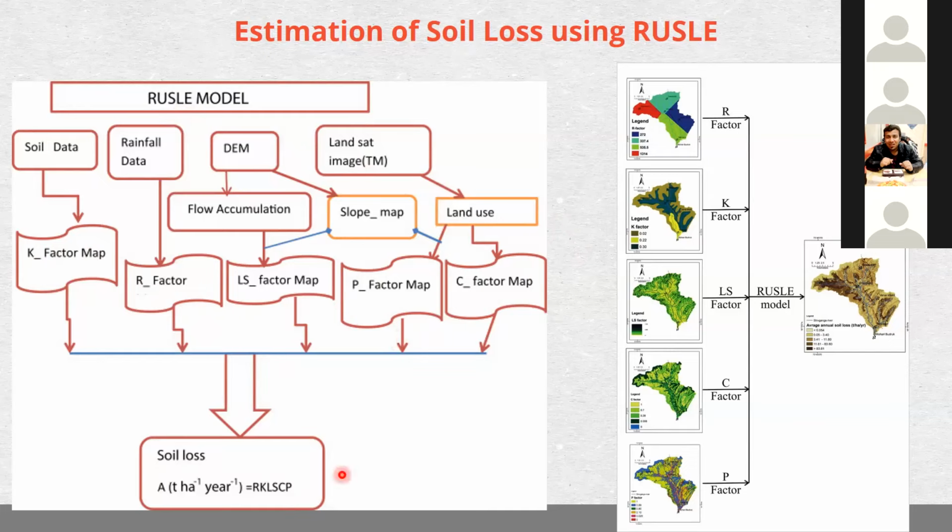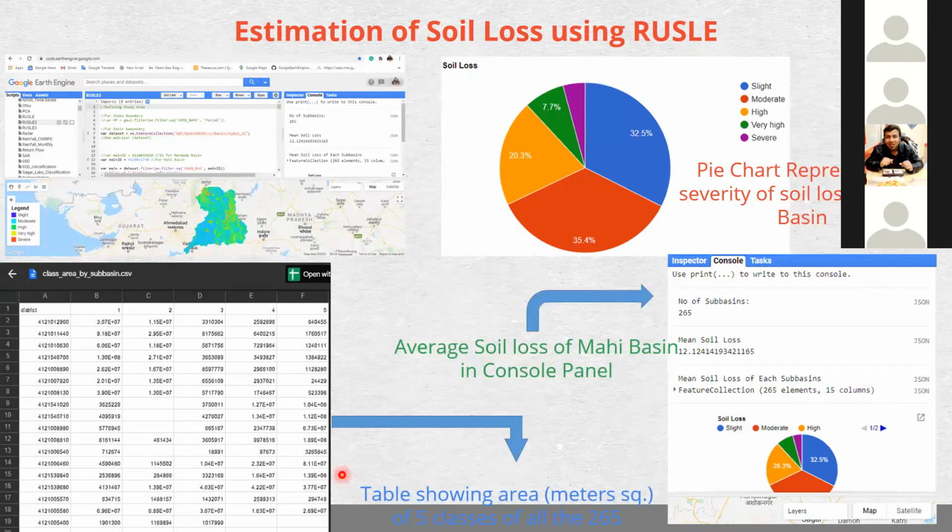And for doing this task, first we have to download all these data sets, then prepare this factor map, and then we have to multiply all these maps to get the soil loss. And if a similar task has to be performed for a different area, then we have to perform this whole exercise from the very beginning. But with the help of Google Earth Engine, we can do this task by writing just a few lines of script, and by just changing the area or the year of evaluation, we can get the estimation of soil loss in the Google Earth Engine.